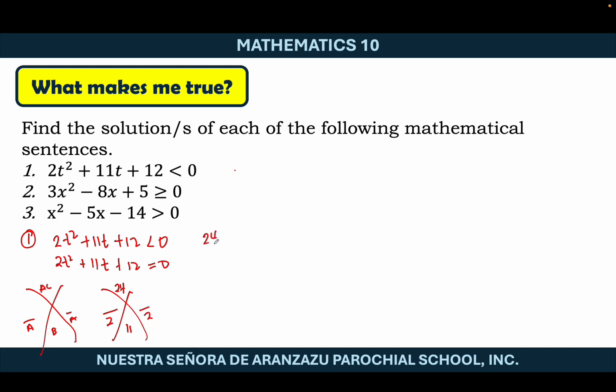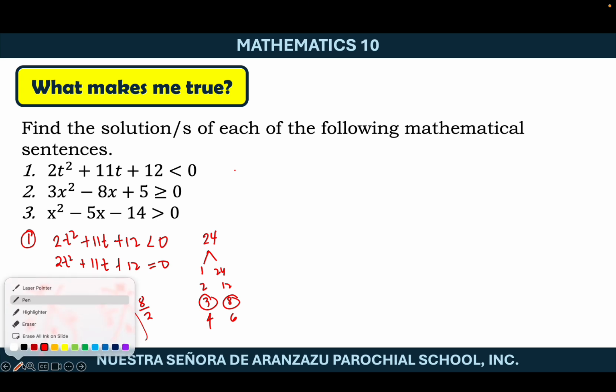Now you have to think of a factor of 24 that a sum is 11. Since pareho silang positive, so dapat dalawang positive to. So 1 times 24, 2 times 12, 3 times 8. Yan lang naman yung factor ni 24 and 4 times 6. Yan. So, alin dyan yung may sum na 11? So, this is 3 and 8. So, sila yung ilalagay nyo dito.